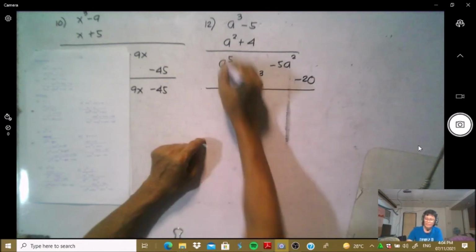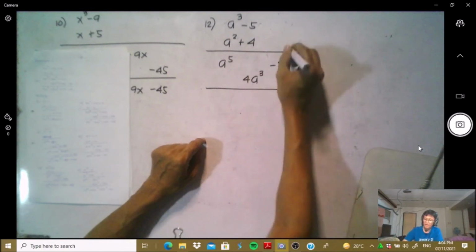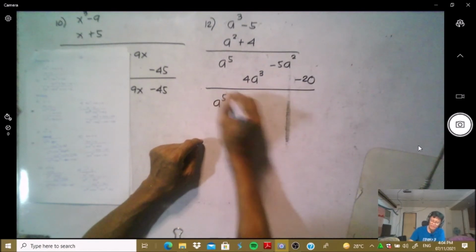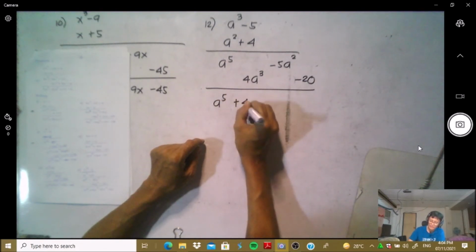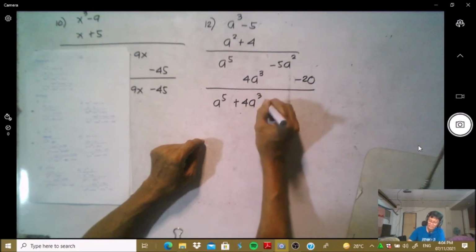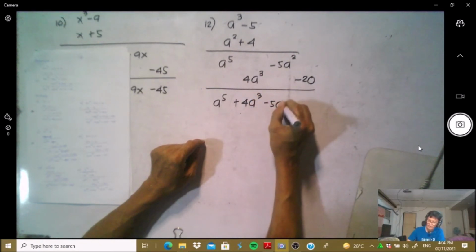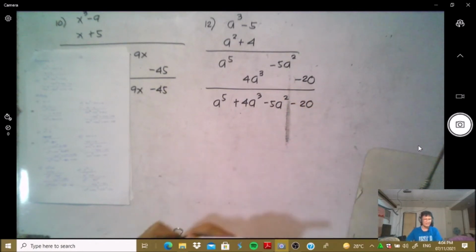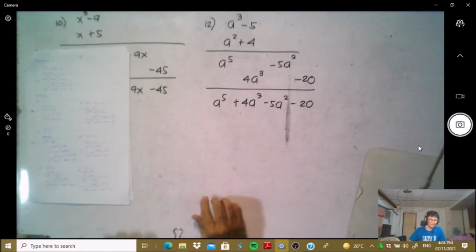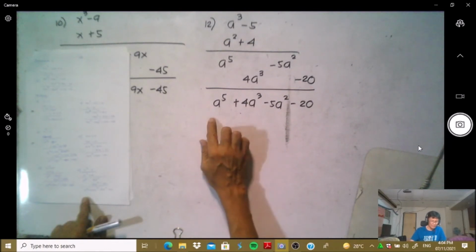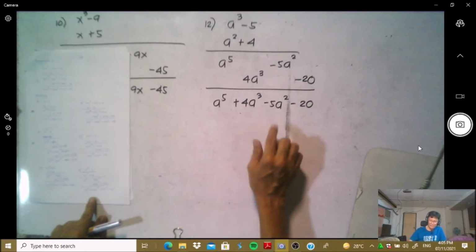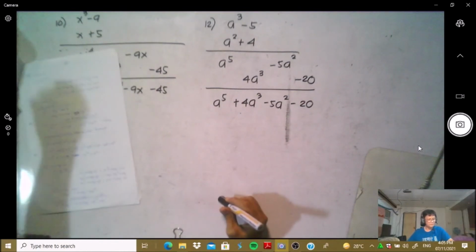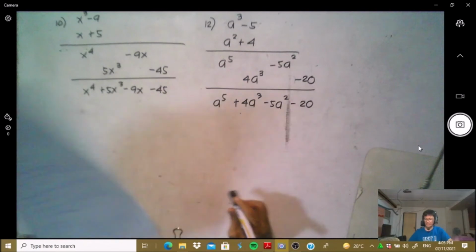Okay, so we have a to the fifth, a cubed, a squared, and constant. So just bring down a to the fifth plus 4a cubed minus 5a squared minus 20. This is the easiest technique. So we have for number 12, a to the fifth plus 4a cubed minus 5a squared minus 20. Okay. Then we have number 14.